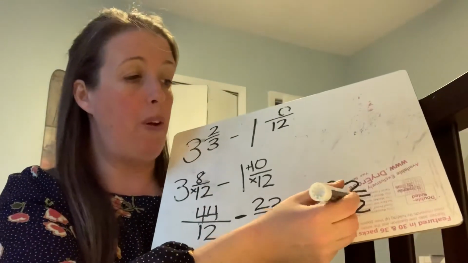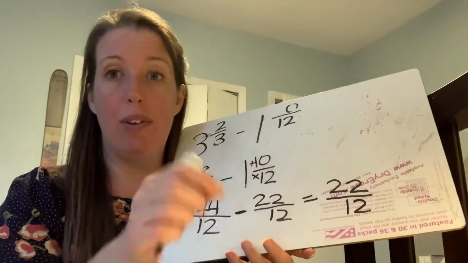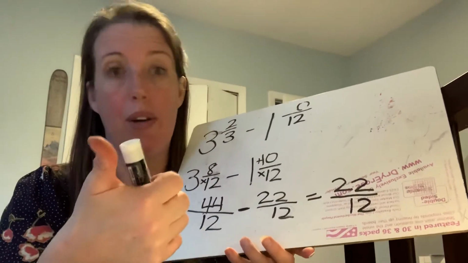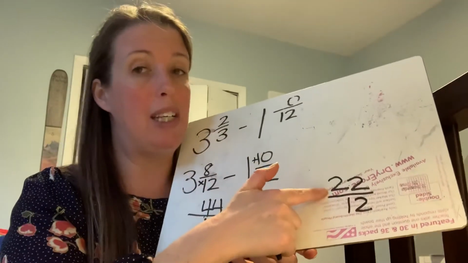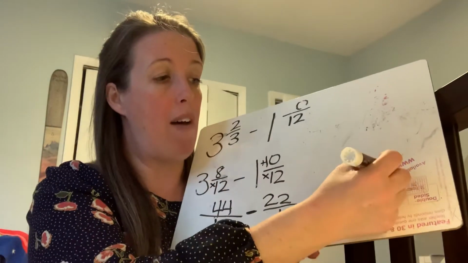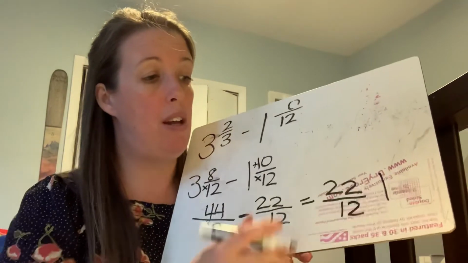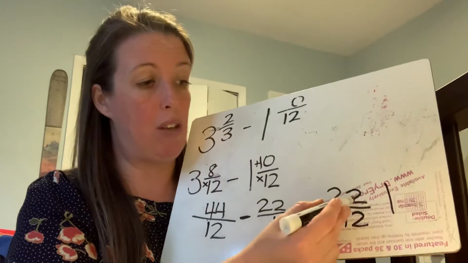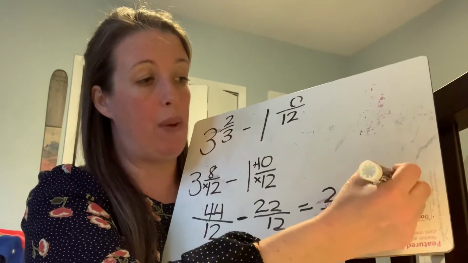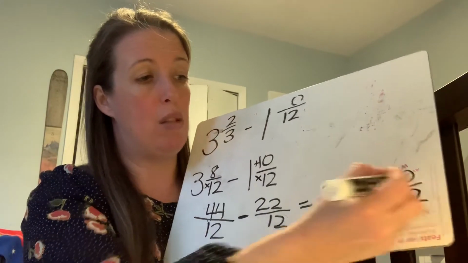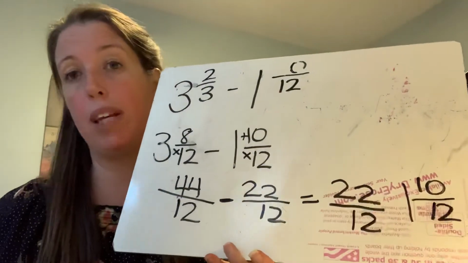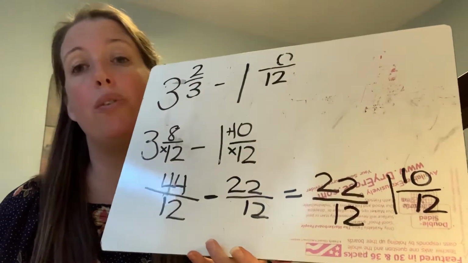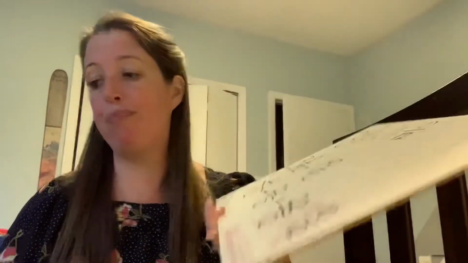All right, so I can count by 12 to see how many wholes. 12, that would be 1 whole. 24 would give me 2 wholes, but I only have 22. So I'm going to have 1 whole, and then if I take 12 away from this, I'm still left with 10 twelfths. So 22 twelfths renamed as a mixed number is 1 and 10 twelfths, which would be our answer.